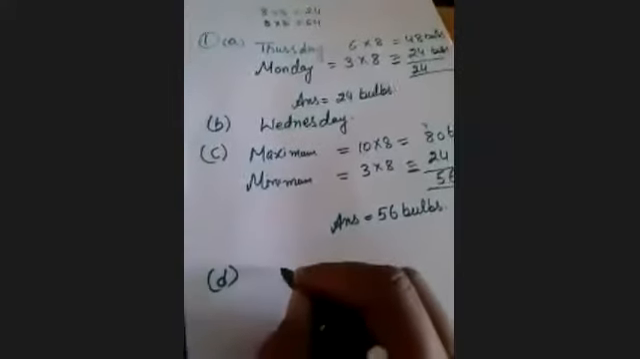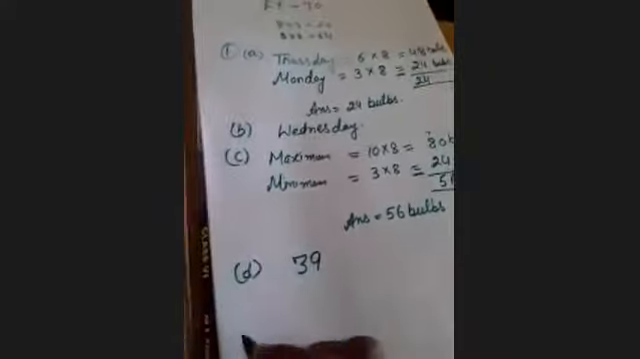Yes, friends, to find this, we will count all these symbols. 1, 2, 3, 4, 5, 6, 7, 8, 9, 10, 11, 12, 13, 14, 15, 16, 21. Students, count all. There are 39 symbols. Are there 39? So each picture represents 8 bulbs.